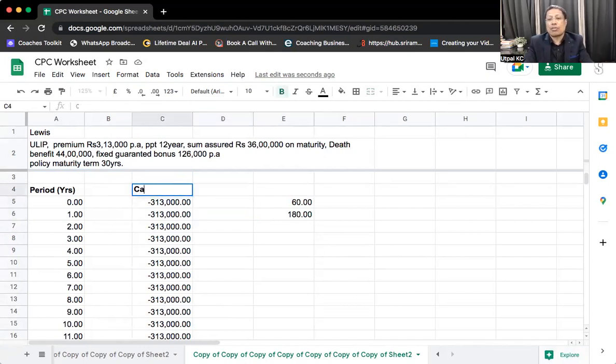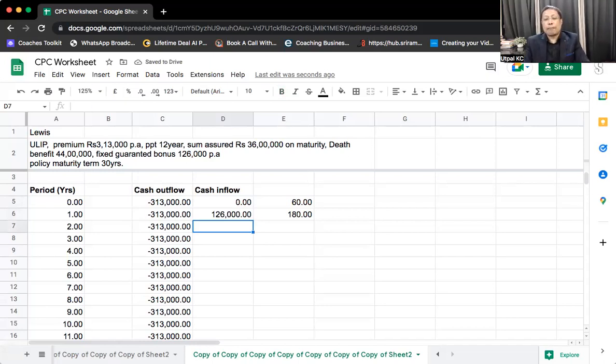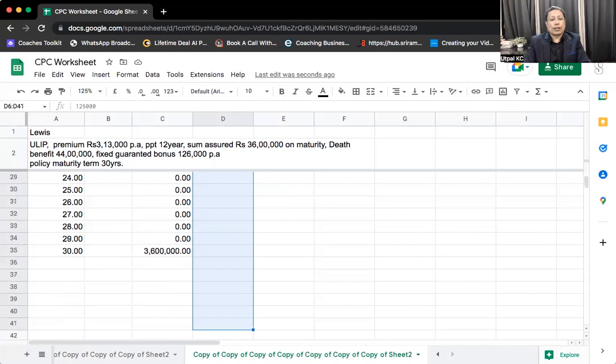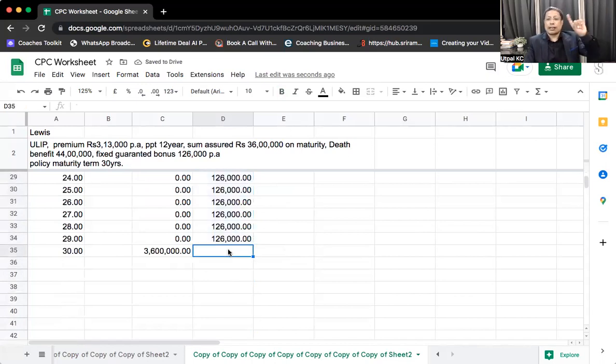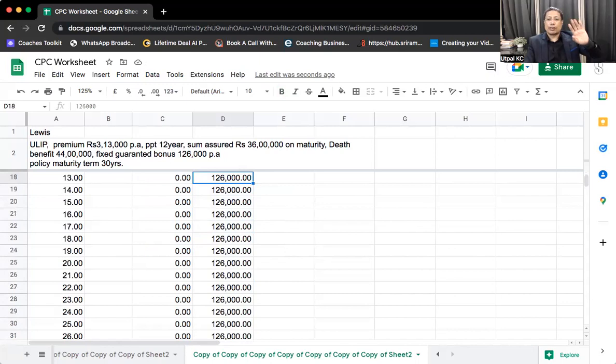Okay, so then there is a cash outflow, and there is a cash inflow. So that means 1,26,000 guaranteed bonus from here, plus 1,26,000. All right, they pay 10,000 monthly, that means okay. So 1,26,000 a year, and you are getting it for 12 years. This cash flow is correct. That looks awesome.